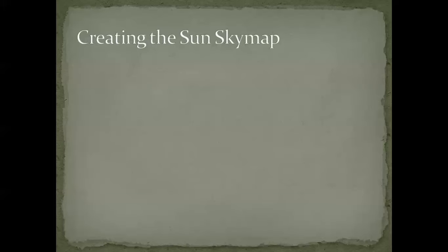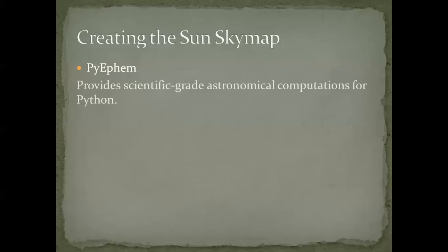So let's now jump into actually putting the sun in the sky. This is the part where we created our sun sky map. Now we needed to figure out how to put the sun in the sky, and more so how to do it accurately. And that's where Python came in. We had to go out and get an external module for Python called PyEphem. What that did is it provided scientific grade astronomical computations for Python. Kind of in a nutshell, it's what allowed us to put in a date and time, and it put the sun in the sky relative to a position on Earth that we designated.